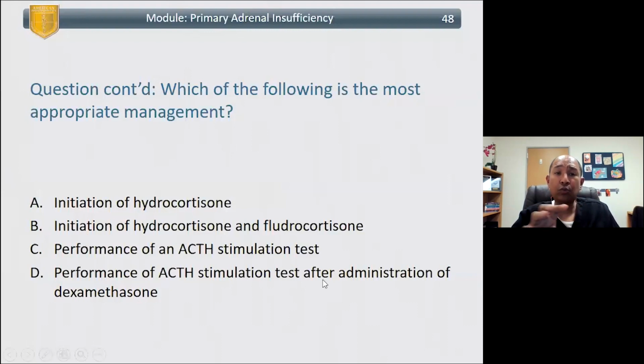So which one do you folks think is going to be the right answer? Who thinks it's going to be A, just give the hydrocortisone? All right, I'm just kind of pretending that I'm seeing everyone. Who says it's B, give the hydrocortisone and fludrocortisone? And the right answer here, everyone, is going to be A. What? What did Dr. Rush just do? Why is it just A?